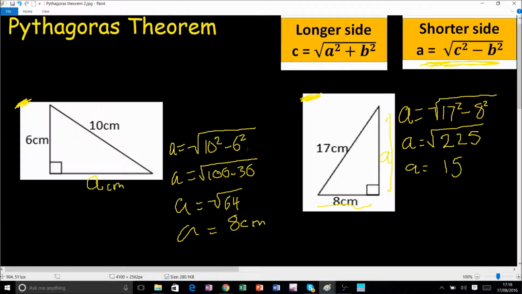So guys, that's basically how to find the shorter side of a right-angled triangle using Pythagoras' theorem. In order to find the shorter side, you need two lengths: the hypotenuse, the side opposite the right angle, and one of the other smaller sides. Having those two sides will help you find the other shorter side, and then we can plug them into our formula, which is A is equal to the square root of C squared minus B squared, where C squared is the hypotenuse squared, take away the other shorter side squared.